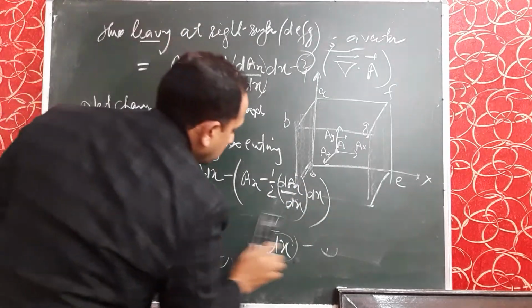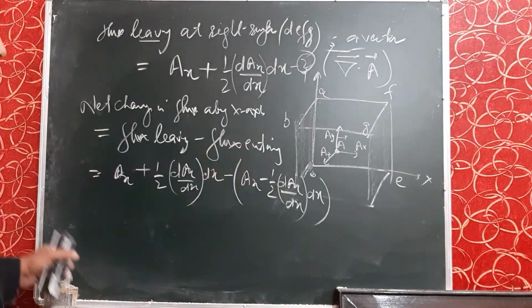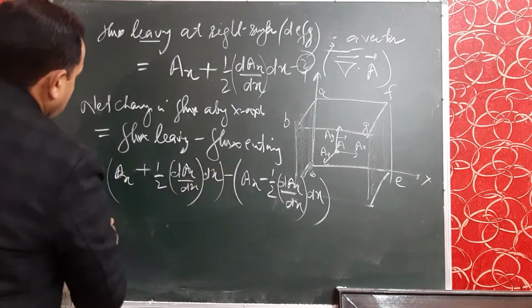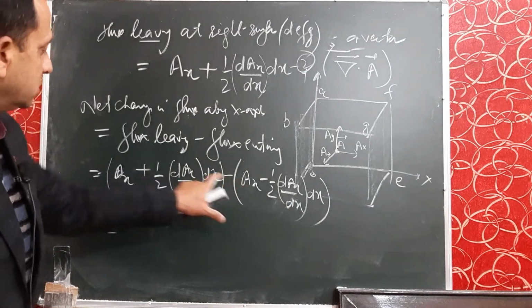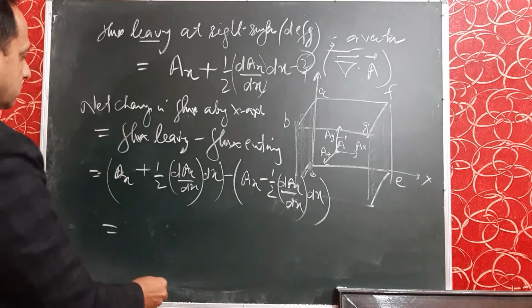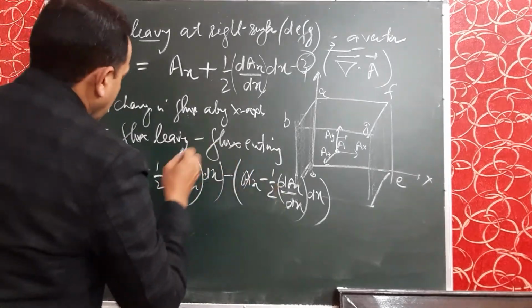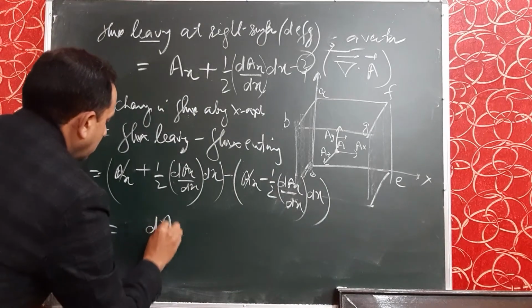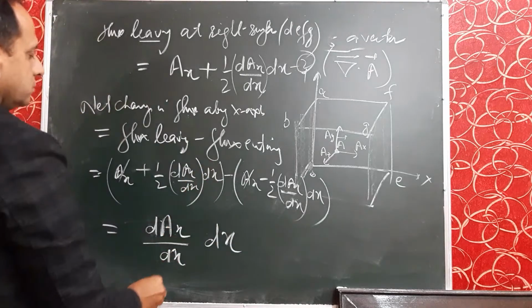So this is the difference between equation number 2 and 1, equation number 2 minus equation number 1. When we solve it, Ax becomes minus Ax, so Ax is cancelled with Ax. Ultimately, minus into minus gives plus, and half of 1. Ultimately, we will get dAx upon dx into this dx.